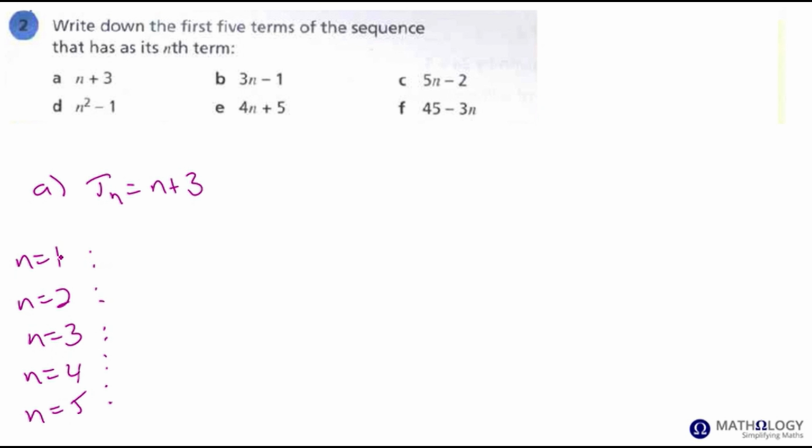Substitute n, whatever the value of n is, into the general term and find that specific term. It doesn't ask you for the sequence, but you're just listing the first 5 terms, and you can do that for the rest of the exercise.